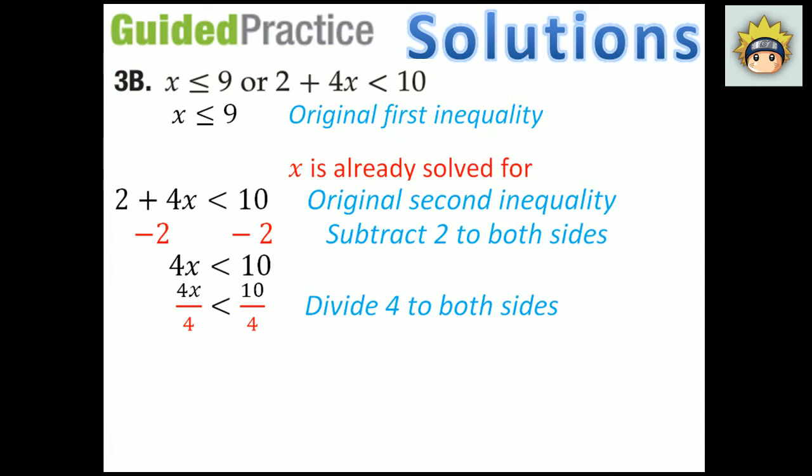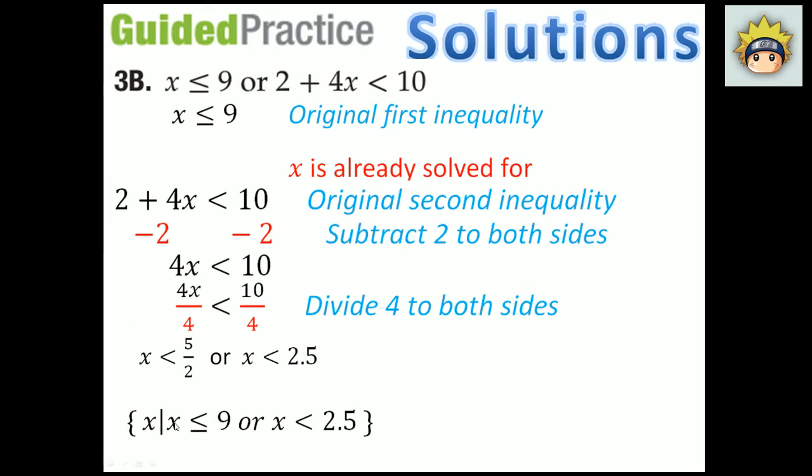So for 4x, you divide both sides by 4. This is off because this should be an 8. 10 subtract 2 is 8. 8 divided by 4 should be 2. So the answer here should be x is less than 2. It's not 2.5, because remember this is an 8. There's an error here.